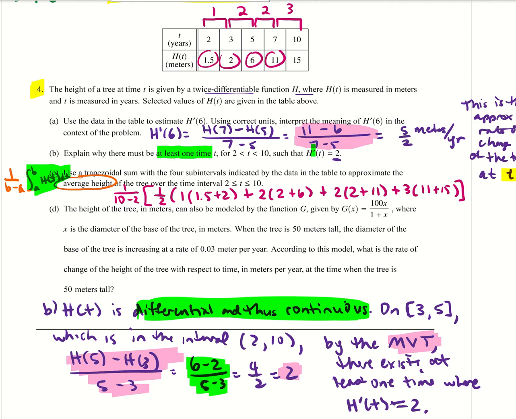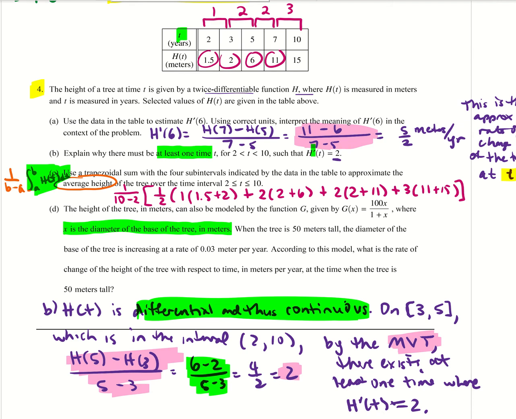All right, part D. The height of the tree can also be modeled by this function g. Oh, that's weird. Okay, and g, notice, has an x. Our input for h was t, and now all of a sudden they have an x. This x is the diameter of the base of the tree in meters. So that's different. Okay, that's something that's unusual.